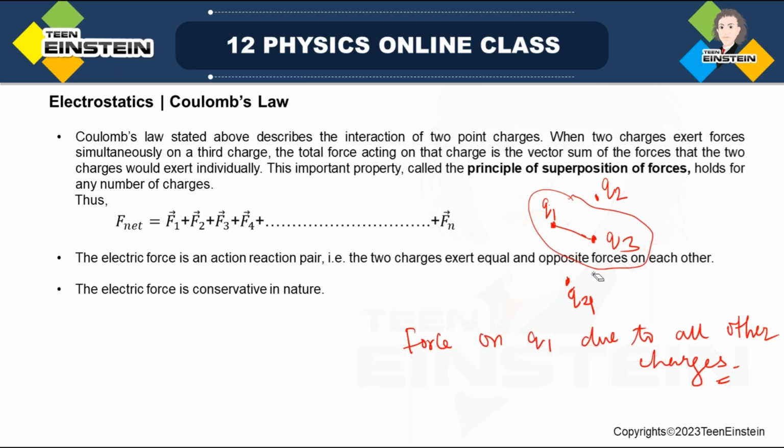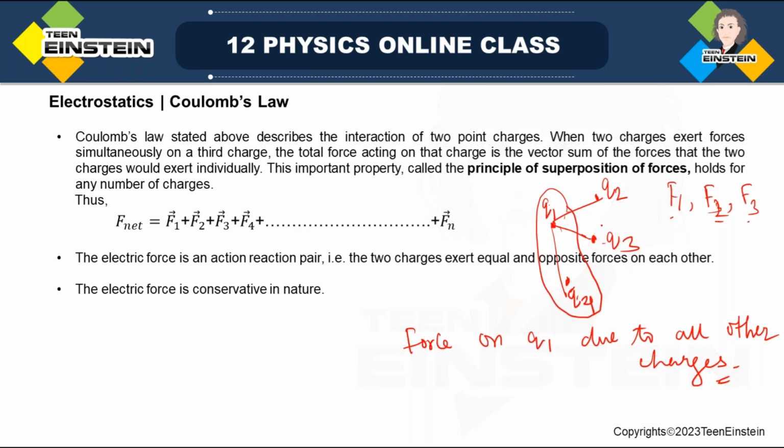Now, if I want to calculate the force on q1 due to q4, I just consider q1 and q4 alone. Similarly q1, q2, like that. So f1, f2 and f3 are the forces calculated individually. Between q1 and q2 this is f1, between q1 and q3 it is f2, and between q1 and q4 is f3. Then we can take the vector sum.